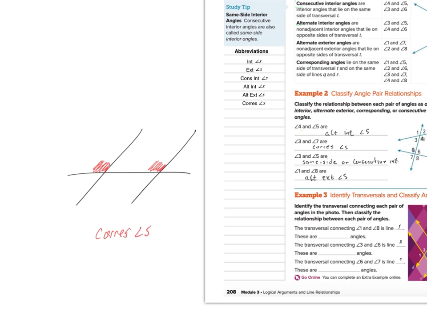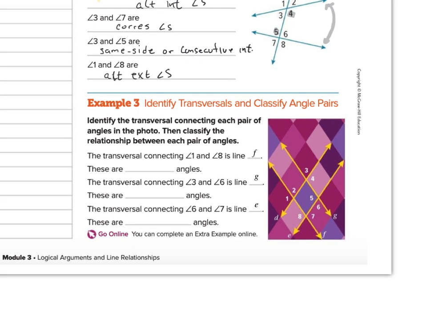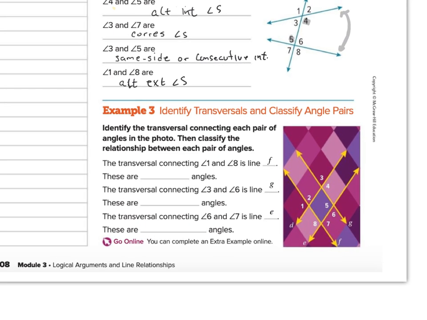So I don't have to do a lot to make a flashcard to make those useful to me. Okay, so here, identifying transversals. The transversal is going to be the line that both angles reside on. Identify the transversal connecting each pair of angles in the photo, then classify the relationship between each pair. So transversals connecting 1 and 8 right here.